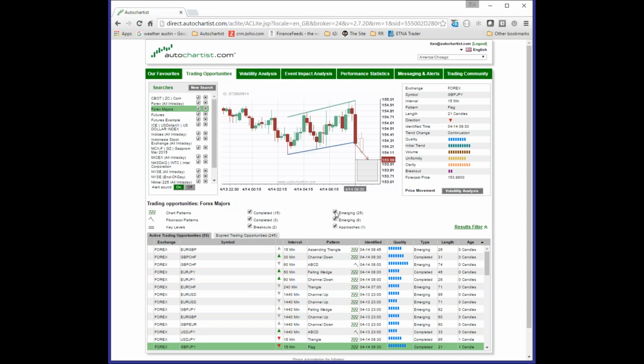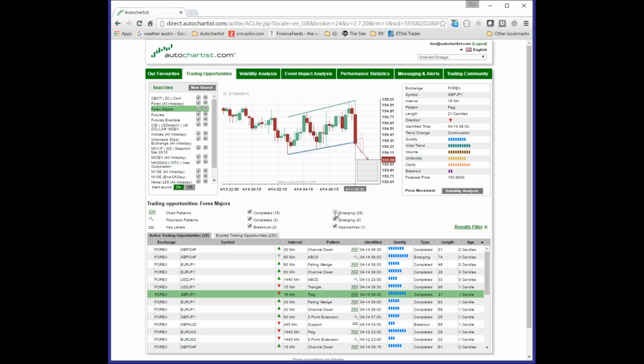So what I'm going to do is I'm going to actually untick in my filters the emerging chart patterns, because we do not provide forecasts for the emerging chart patterns. I'm not going to go into it right now, but they have a moving target. So we can't reliably measure whether we hit our target region or not.